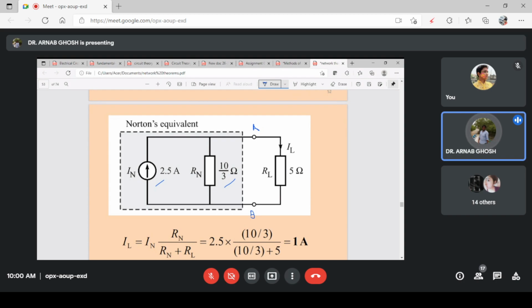So if you are connecting these two, IN and RN, you leave the load resistance part. This is your Norton's equivalent part. That means the entire circuit that was given to you has been simplified to a short circuit current and a Norton's equivalent resistance. And now next, if you have to calculate the current across the load resistance, we will be connecting the load resistor, and then this circuit comes. Okay.